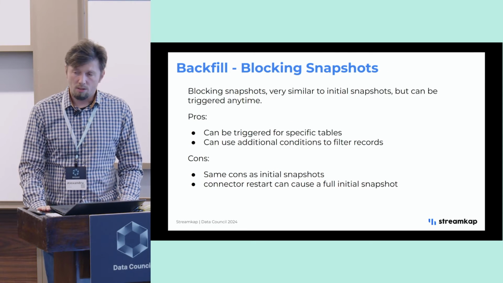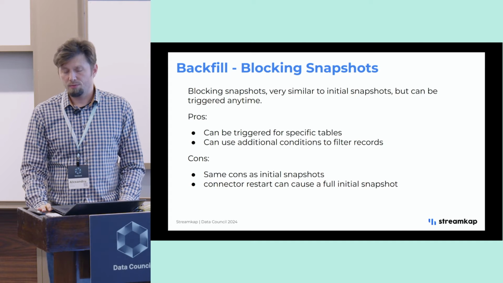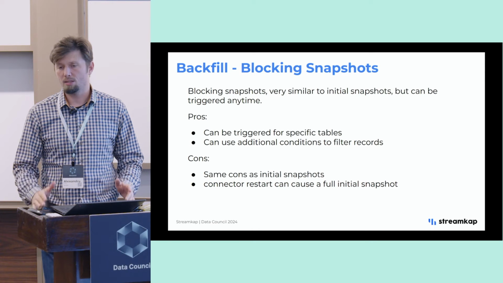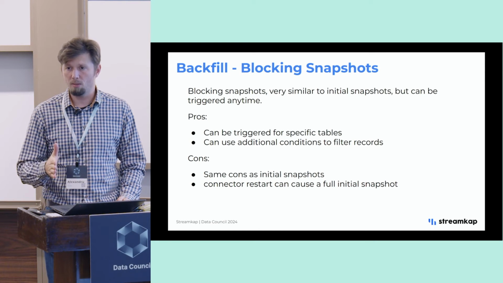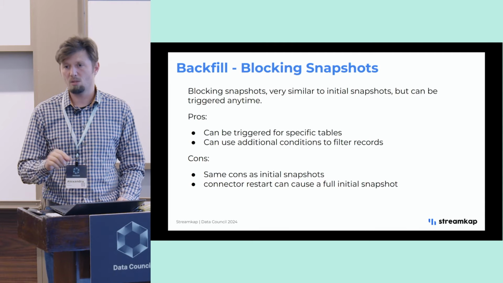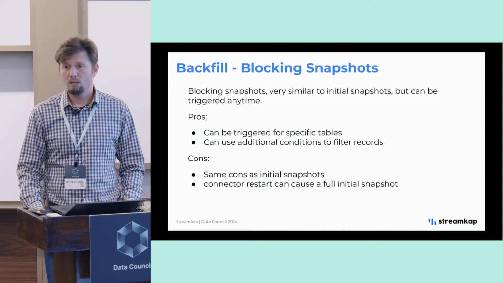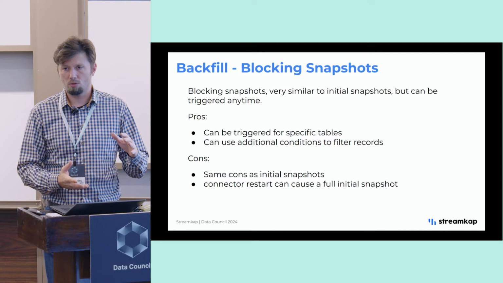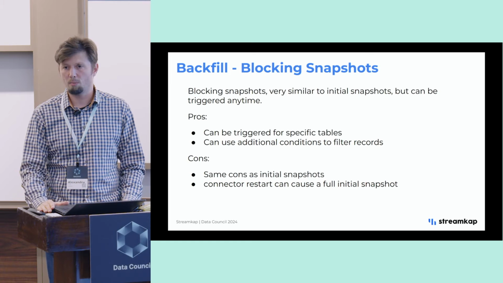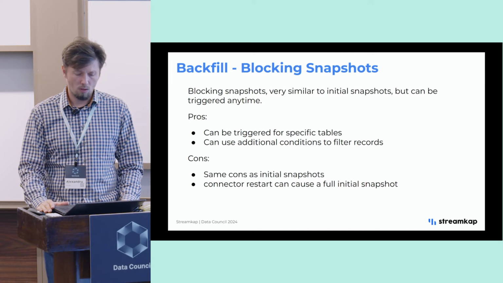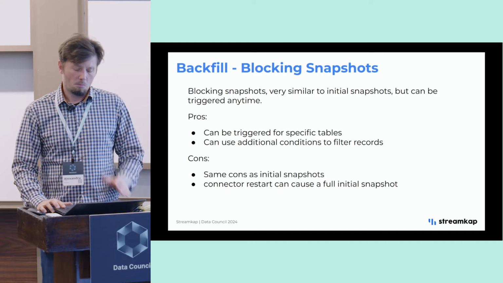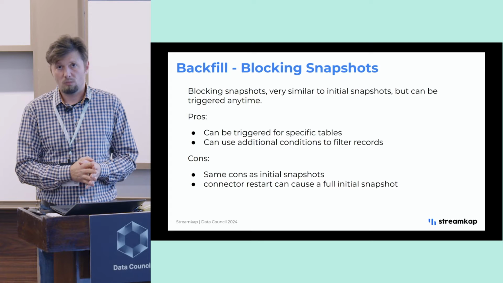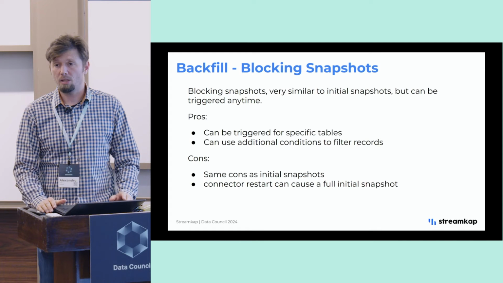So blocking snapshots are kind of like initial snapshots, but you can trigger them even after the pipeline has started streaming. What this does is pause streaming. You can trigger it for some of the tables, not for all the tables that are captured. And they work exactly the same way as the initial snapshot. So they start a transaction, they capture the tables, and once the transaction is done, it starts streaming the CDC data. Same cons as the initial snapshots. For very large tables, it can have unwanted side effects and stability issues.